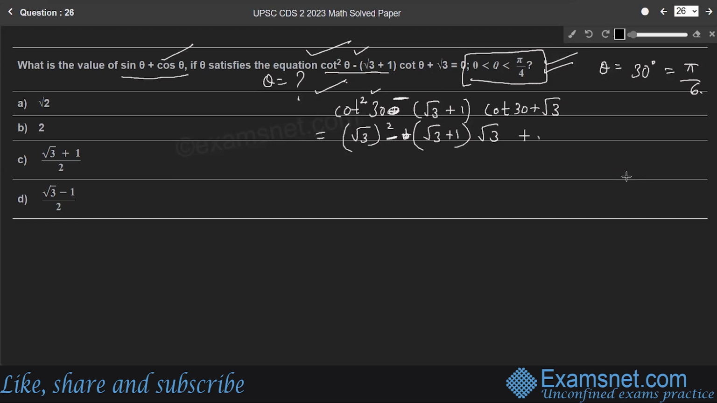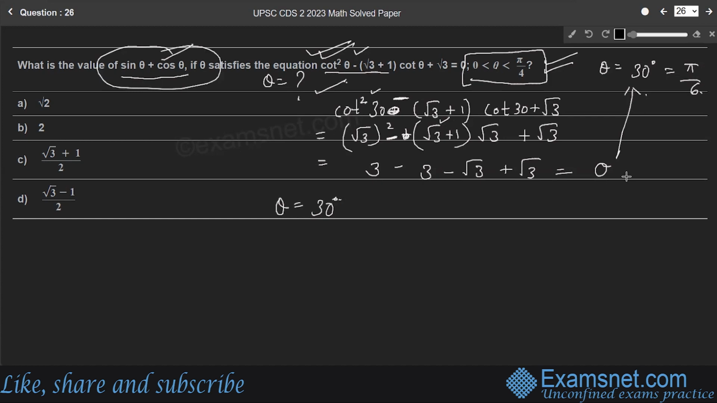And the last term is plus root 3. So, root 3 the whole square is 3, minus root 3 into root 3 is 3. Minus root 3 into 1 is minus root 3 and the last term is plus root 3. Therefore, we have 0. So for theta is equal to 30 degree, the given equation will get satisfied. Therefore, theta is 30 degree.